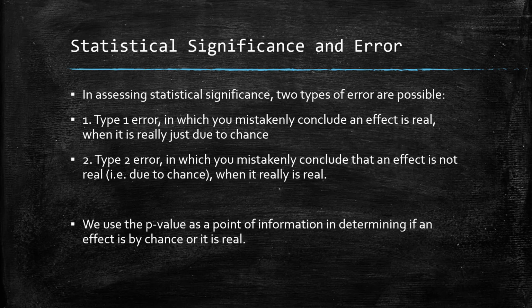Some of the theoretical aspects of statistical testing: statistical significance has to do with error. Remember, we use the term statistical significance in research to mean that there's a real meaning behind the data. It didn't happen by chance. So there are two types of possible errors. A Type 1 error is when we mistakenly conclude an effect is real when it was really due to chance.